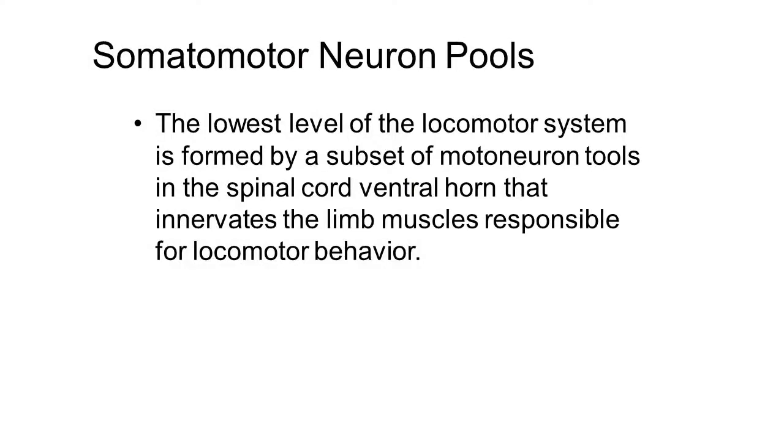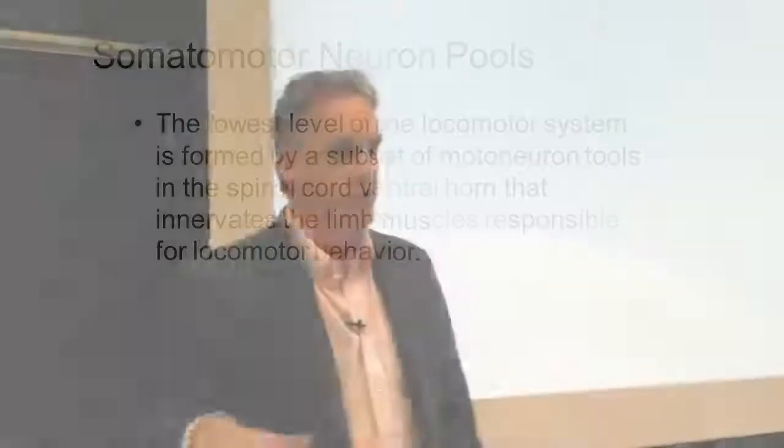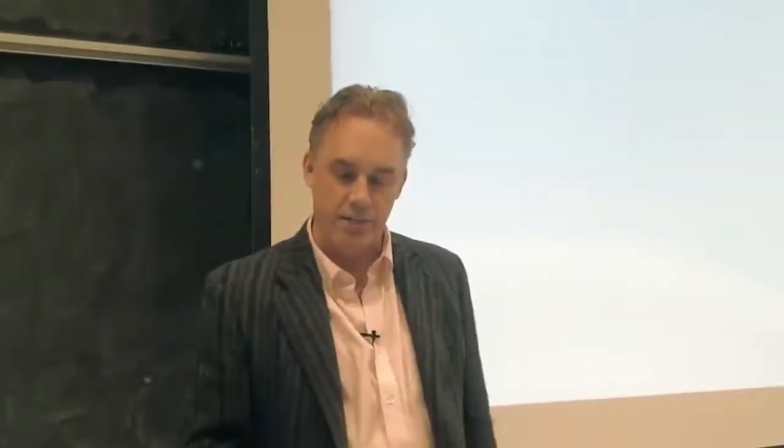The lowest somatomotor neuron pools, the lowest level of the locomotor system, it's locomotion and action, is formed by a subset of motoneuron pools. That's wrong. Motoneurons in the spinal cord ventral horn that innervate the limb muscles responsible for locomotor behavior. I dictated this with Dragon Dictate, and now and then it does weird things, eh? So "tools," God only knows where that came from. So a set of motor neurons in the spinal cord ventral horn, so it's way down in the spine, that innervate the limb muscles responsible for locomotor behavior.